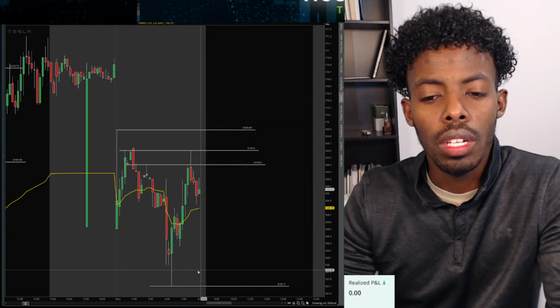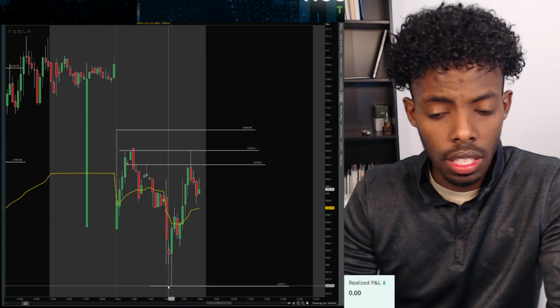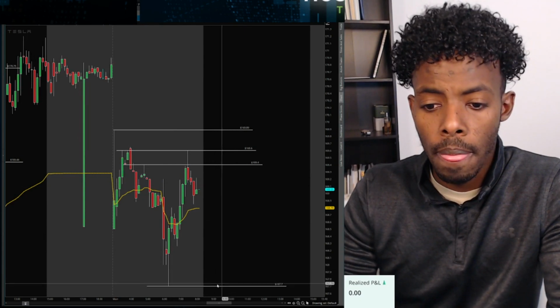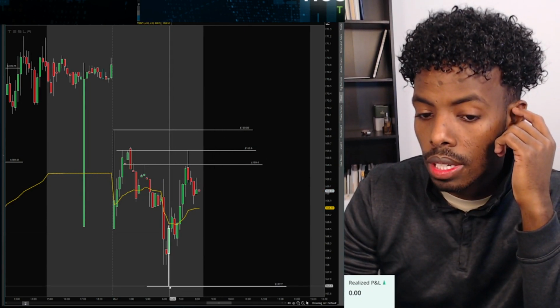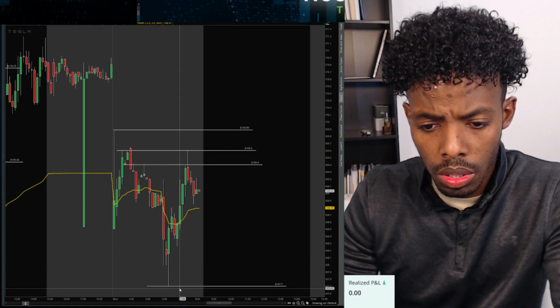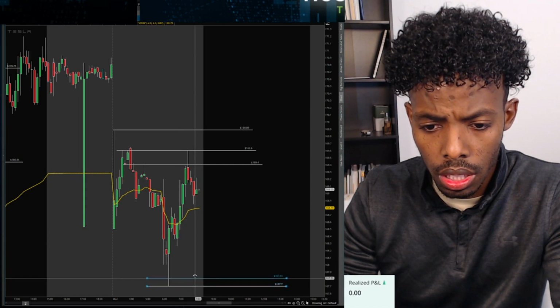All right, cool. Tesla. This is the spot where Tesla came in the pre-market and just took off. So we're gonna be watching this level once the market opens. Of course, this level right here. This is also a zone right here. Go ahead and duplicate this.